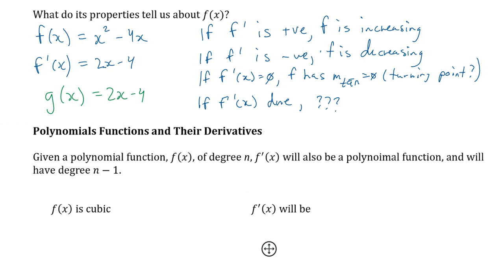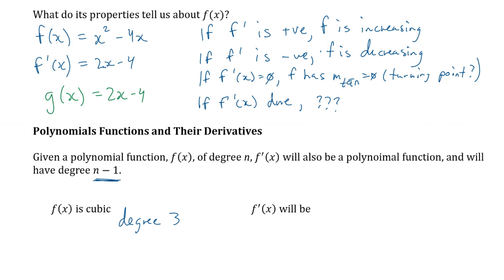Given a polynomial function of degree n, its derivative f prime will also be polynomial. So you don't take the derivative of a polynomial and get a rational function or a square root function. Given a polynomial function, f at x of degree n, f prime at x is also polynomial and will have degree n minus 1. We kind of saw this happening. So if f at x is cubic, which is degree 3, f prime at x will be?